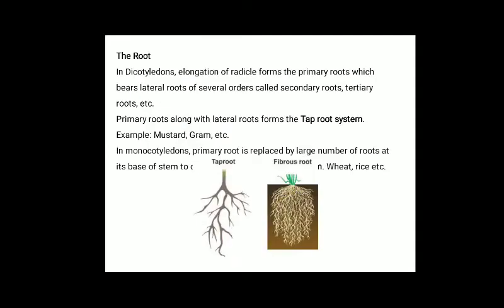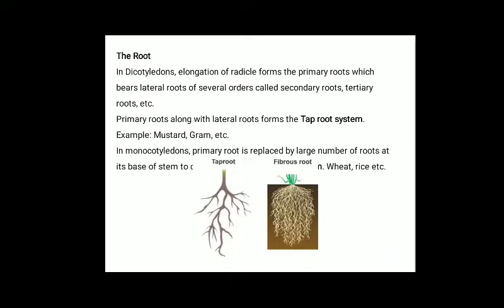If we deal with the root system, in dicotyledonous plants, elongation of the radicle forms the primary root, which bears lateral branches of several orders called secondary roots and tertiary roots. Primary root along with lateral roots forms the taproot system. It is common in all dicotyledons, which include mustard and gram.